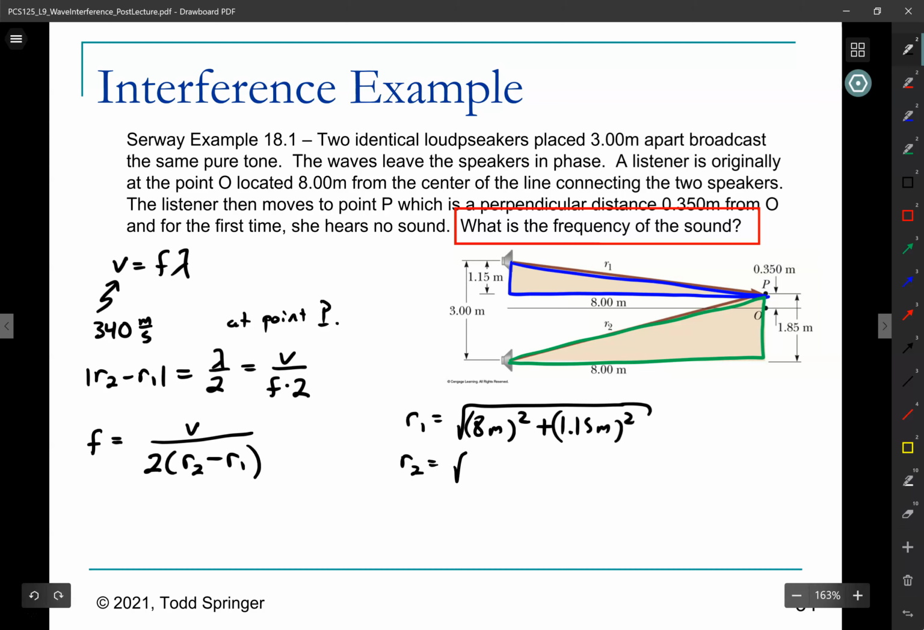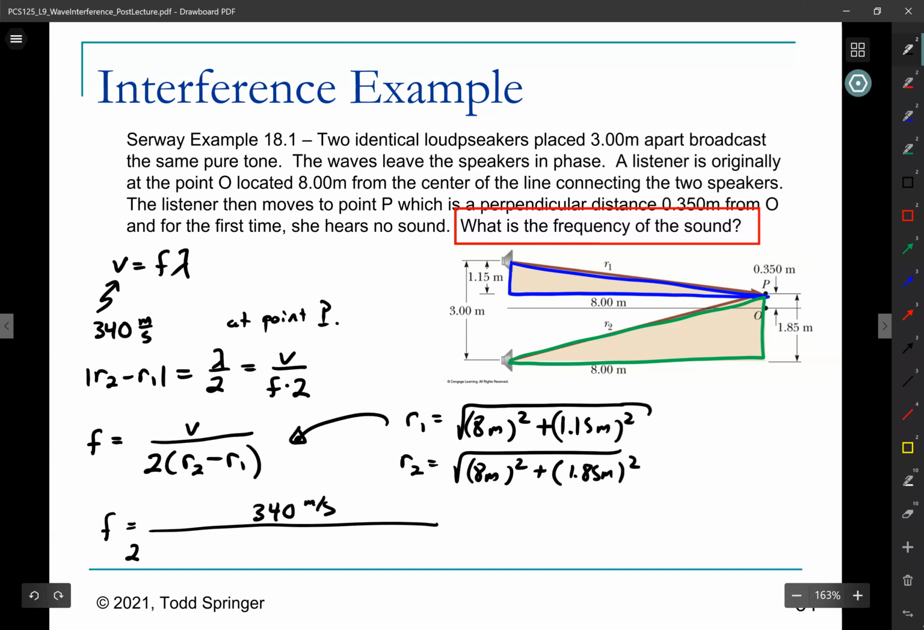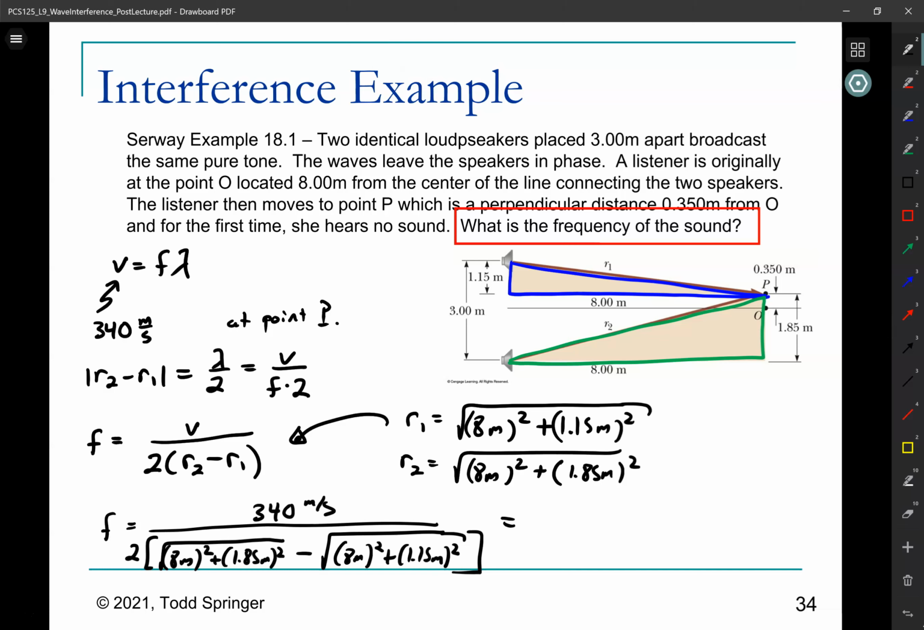And R2 is going to be similarly 8 meters squared plus 1.85 meters squared. So I'll take these two things and just substitute them in here, and then I can get my frequency. So F is going to be equal to 340 meters per second divided by 2 times R2 minus R1. So I've got to write all these things in here very carefully. R2 is 8 meters squared plus 1.85 meters squared, minus R1, which is 8 meters squared plus 1.15 meters squared. Just like that. Okay. And when I plug in all the numbers, I got 1319 hertz.